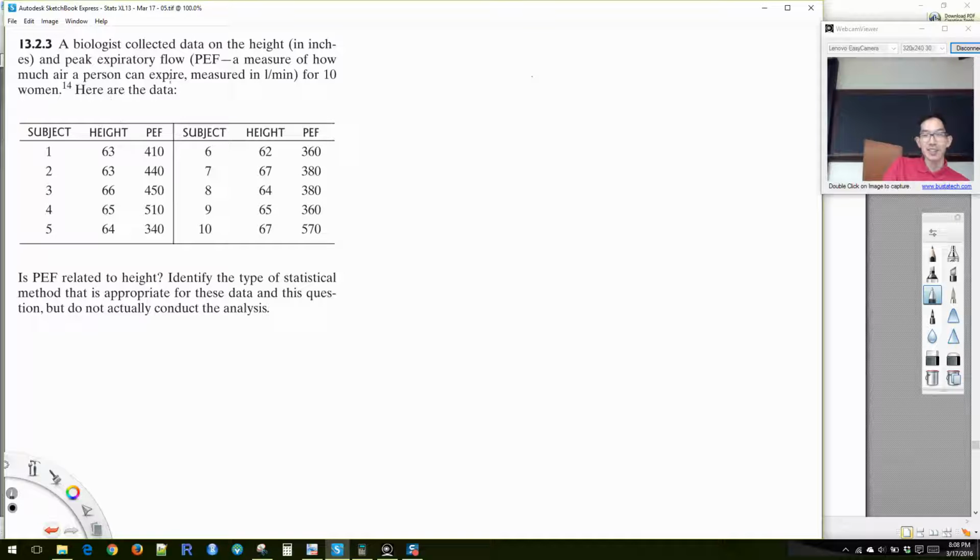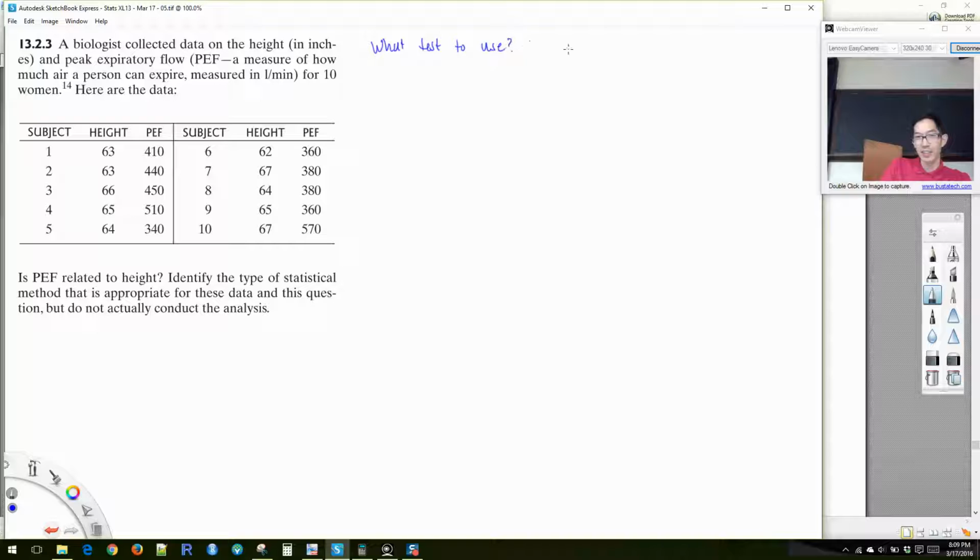Okay, so here a biologist collected data on the height and peak expiratory flow, a measure of how much air a person can expire measured in liters per minute, for 10 different women. Here are the data. Is peak expiratory flow related to height? So we've got the height of our 10 women and the peak expiratory flow of the 10 women. What is the appropriate test to use here? Correlation. Is this the linear thing?